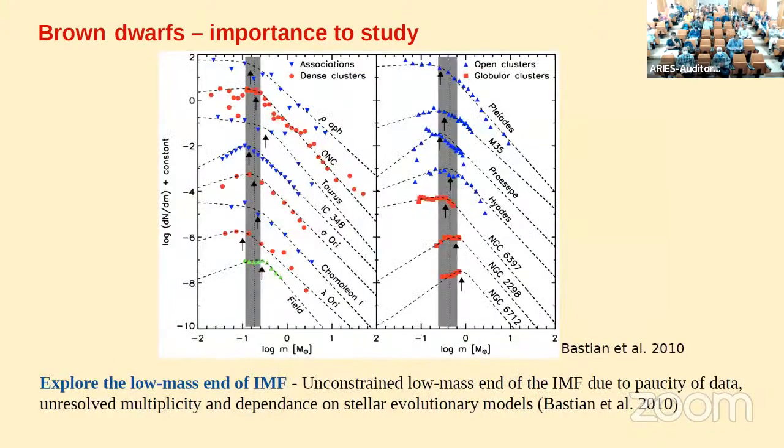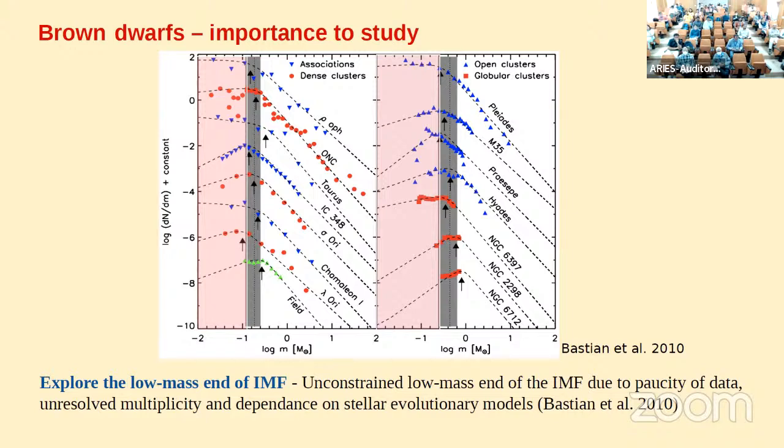Another major importance for carrying out this study is to explore the low-mass end of the IMF. So IMF, or the initial mass function as we know, is the distribution of stellar mass at birth. So there are various functional forms which have been formulated for the high mass end of the IMF, mainly above 1 solar mass, following the pioneering work by Salpeter in 1955. But as we move towards the low mass end, the substellar IMF is not well constrained.